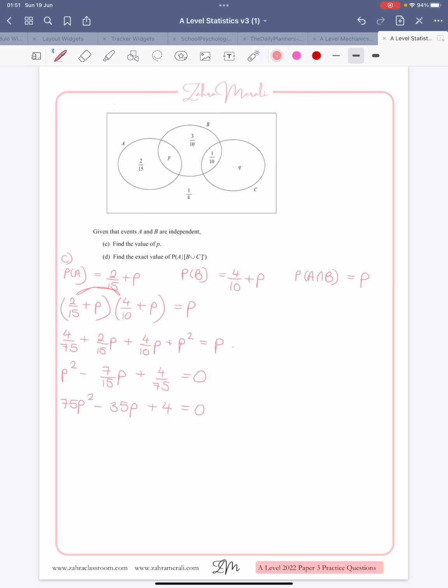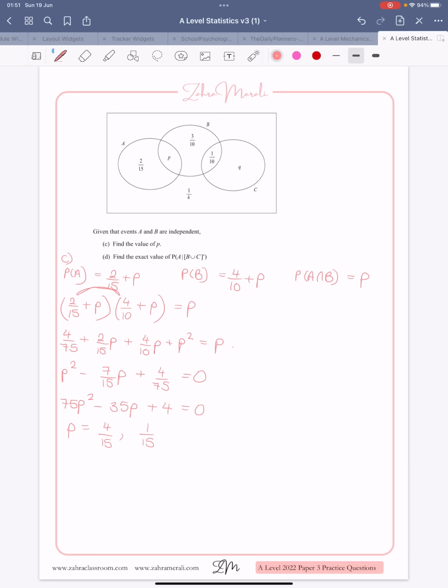And we end up with P being, when you stick it into your calculator, 4 over 15 or 1 over 5. To figure out which one of those it is, we know that the whole thing has to add up to 1. So we add everything up.